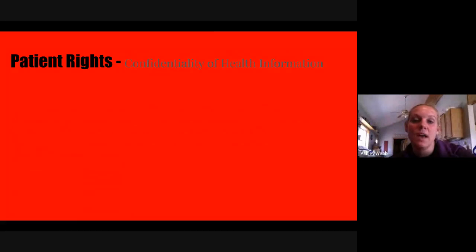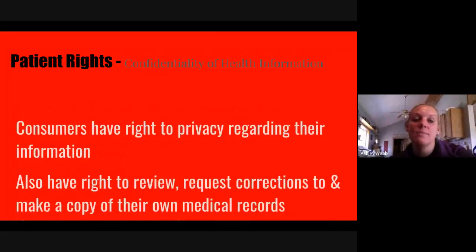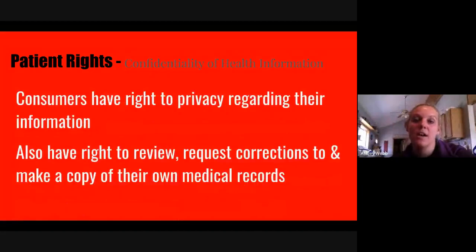The next one is confidentiality of health information. This should be a pretty simple one by now, but basically their healthcare information, their payment information, their medical history, all those things, they have a right to have them kept private. This is HIPAA, in and of itself.